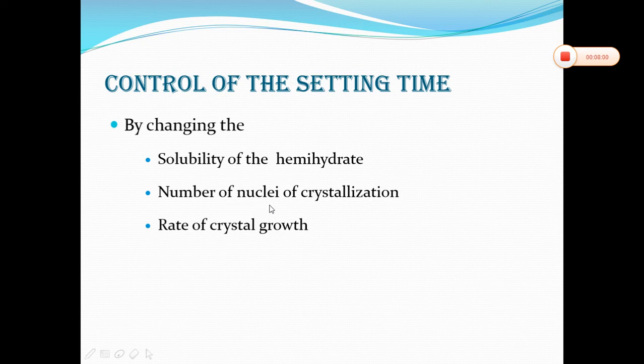And number of nuclei of crystallization. Previously we discussed the dihydrate will form like a crystal. It grows like a crystal. This crystal growth takes place from a center point. That point is known as nuclei. So the more the number of nuclei, the faster will be the set. Less the number of nuclei, slower will be the setting.